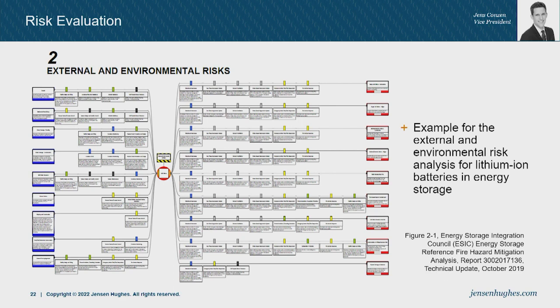And I realize you can't really read what that means. But I just wanted to highlight, this was taken from an EPRI report. They only looked at the external and environmental risks for batteries, lithium-ion batteries in storage. And that's their bow tie diagram that they came up with. But in the center, it starts very simple, as simple as our example looked, right? And then you make it more complex. So obviously, you need software at that point. You're not doing that with pen and paper anymore.